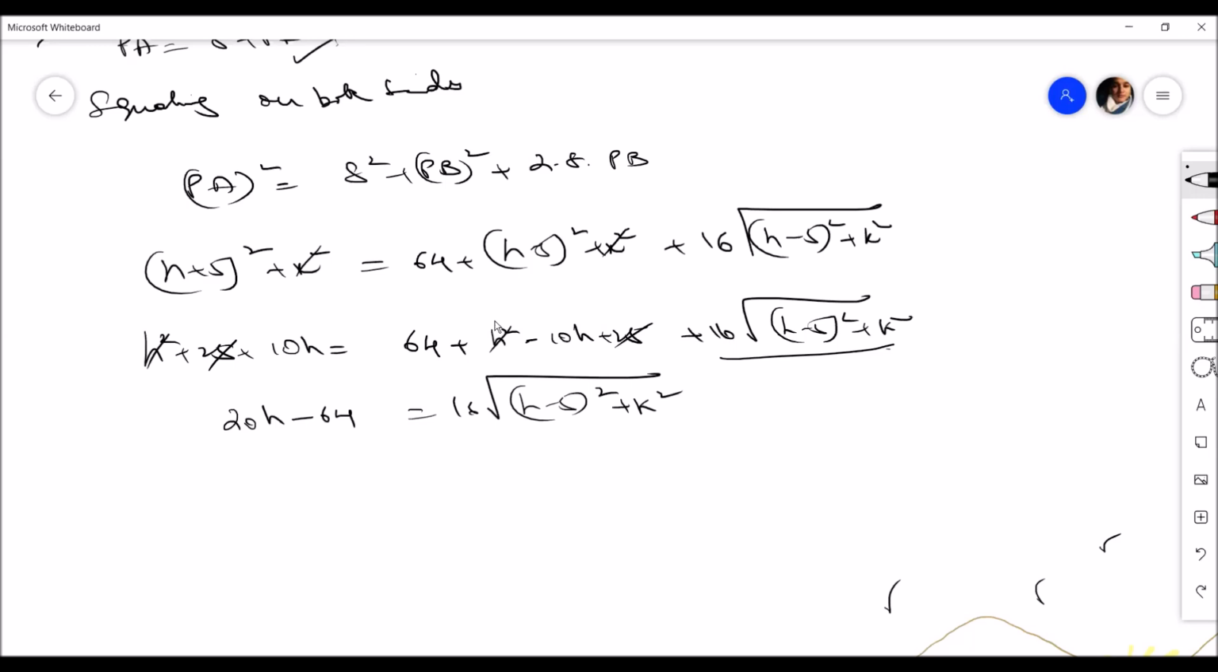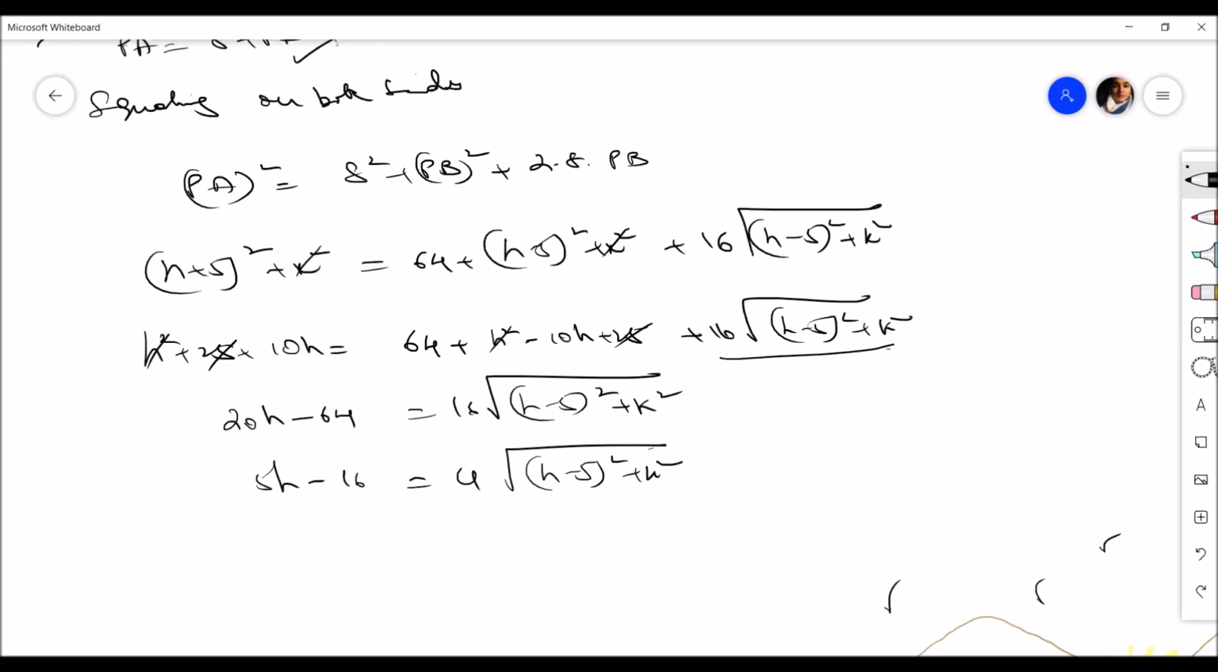And from these two, I can take out a 4 common and strike it off, which will give me 5H minus 16 is equal to 4 times root over H minus 5 whole square plus K square. Fine? All of you?